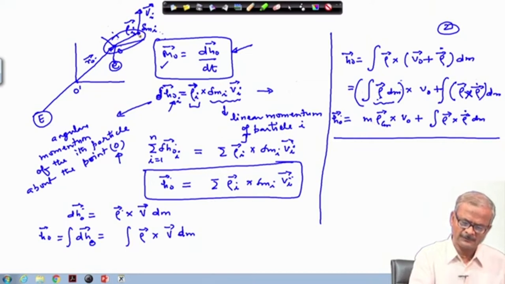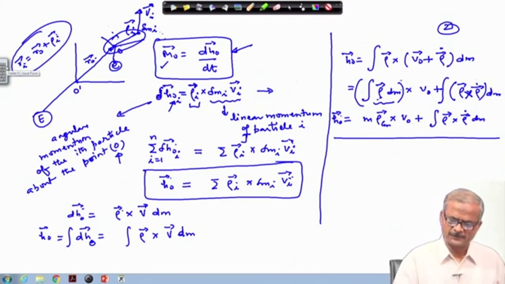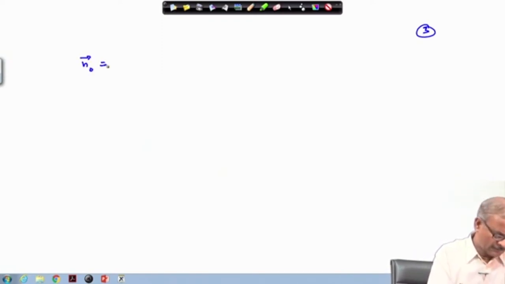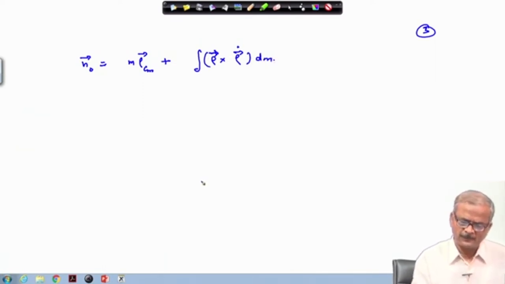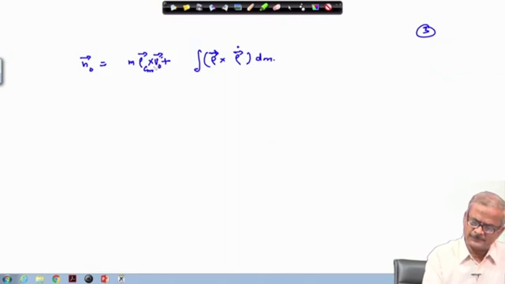So, the angular momentum of this particle we have written in terms of the absolute angular momentum, where r I we have written as r 0 plus rho I. And then we are reducing it to this format. Okay, so we now have h 0 equal to m times rho c m plus the integral of rho cross rho dot dm, and here one term is missing, we have here v 0 also, cross v 0.